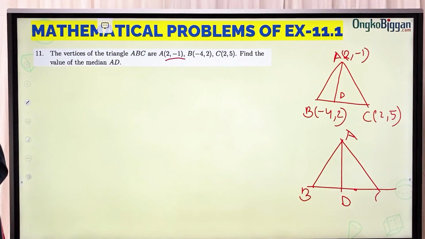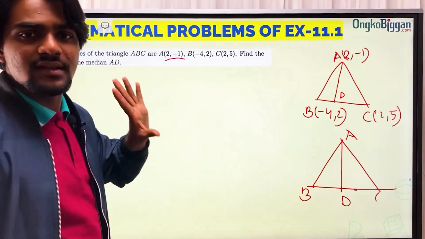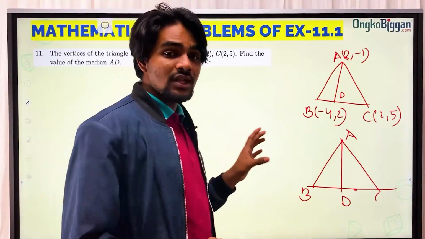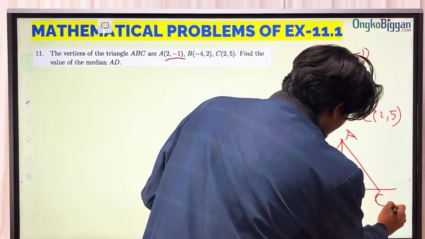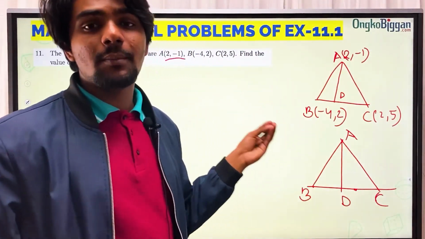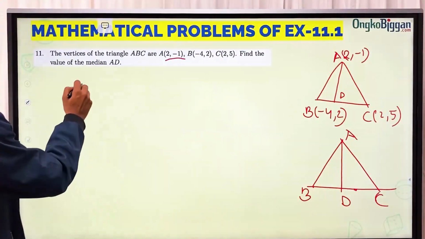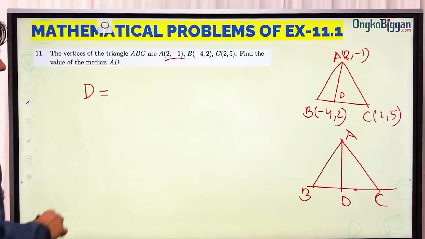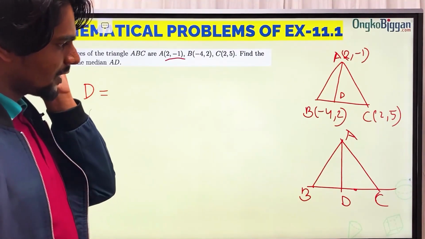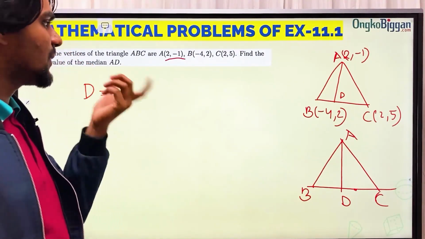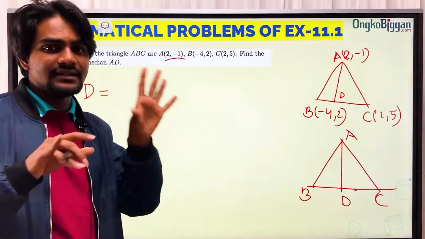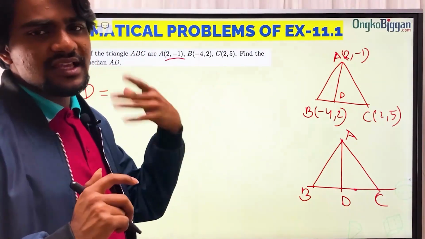So here we have the coordinates of the points. Now the first thing we need to do is find the coordinate of the point D. So how can you find the coordinate of the point D? It is a very simple way of finding this, and it is explained in detail in your 11th class.